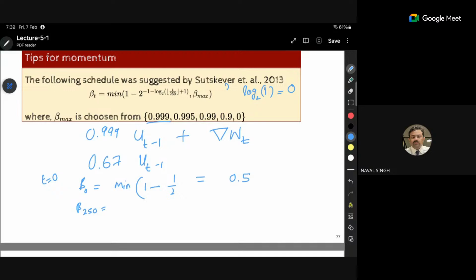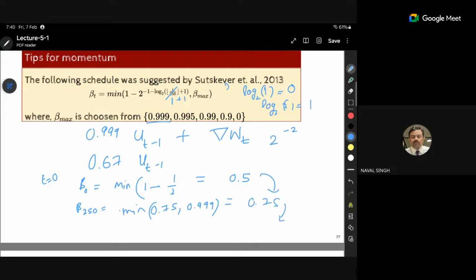So at 250 what happens is you get this as 1. 1 plus 1 is 2, so log 2 base 2 is 1, right? So what you get is 2 power minus 1 minus 1, or basically 2 power minus 2, and that you can write as 1 minus 1 by 4. If you reduce 1 by 4 from that, it will be 0.75, right? And this was, let's say, 0.999, and you take the minimum of that, you will get 0.75. So you see it increased.